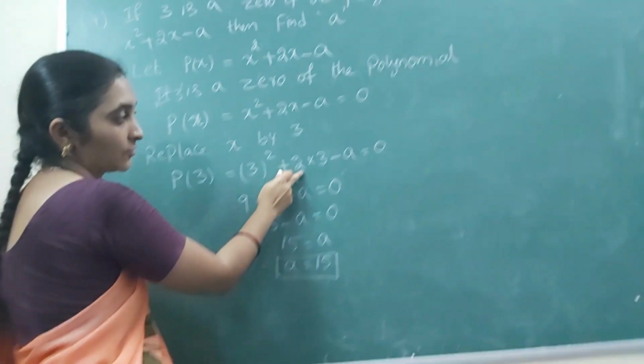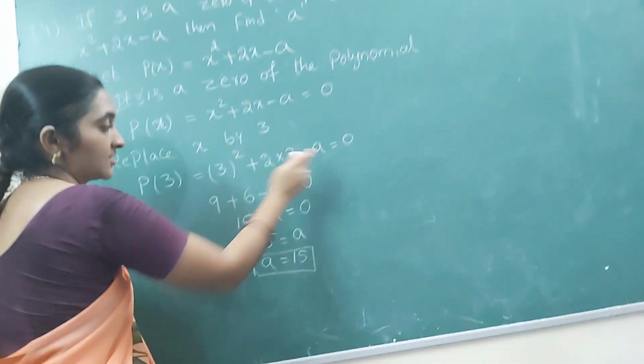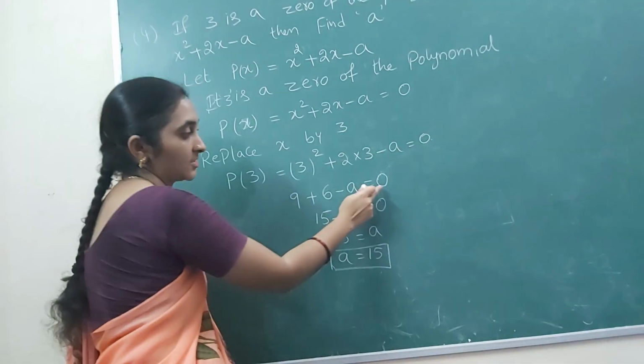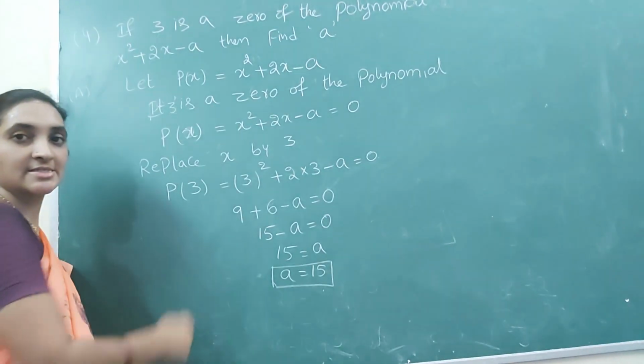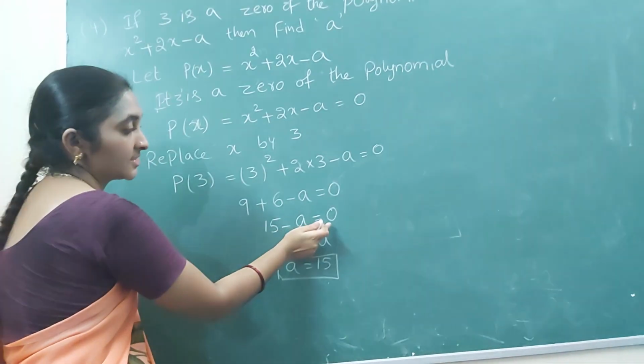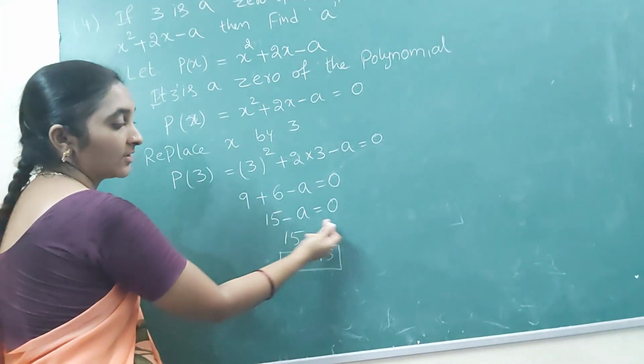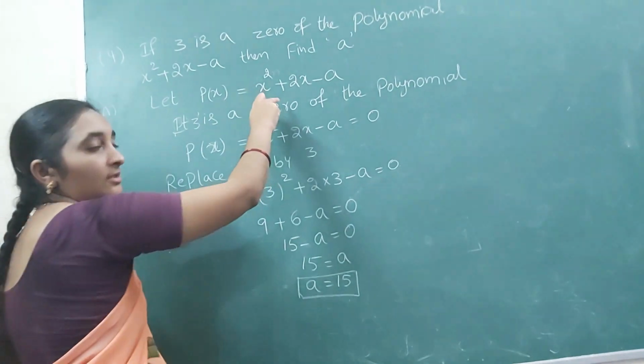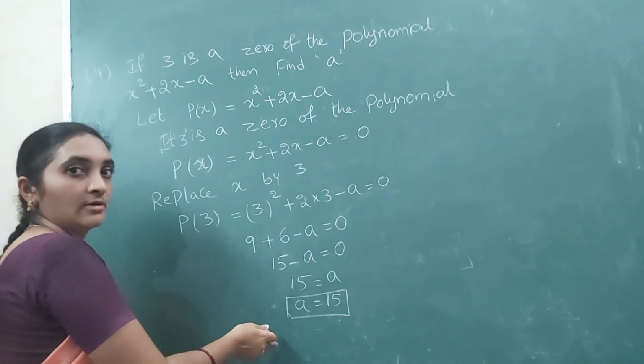3 squared plus 2 into 3 minus a is equal to 0. 3 squared means 9 plus 3 twos are 6 minus a is equal to 0. 9 plus 6, 15 minus a is equal to 0. 15 is equal to a. That means a is equal to 15. So we find the value: a is equal to 15.